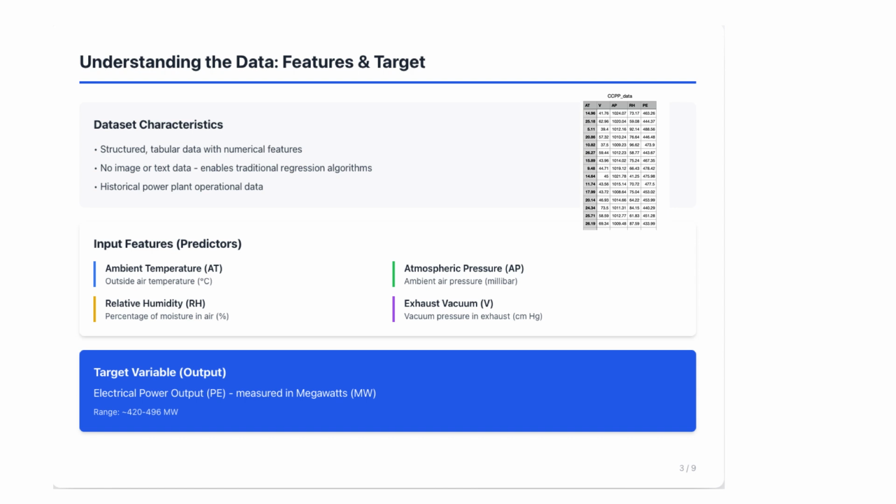Our 4 input features are all continuous numeric variables. These are our X variables, the predictors. I'll target the Y variable that we want to predict, which is electrical power output, ranging from approximately 420 to 496. This structure allows us to apply a range of algorithms without needing additional feature extraction, unlike unstructured data such as images or text.